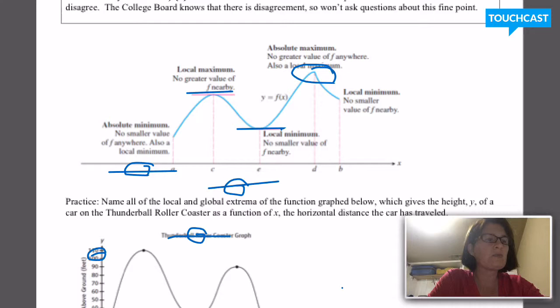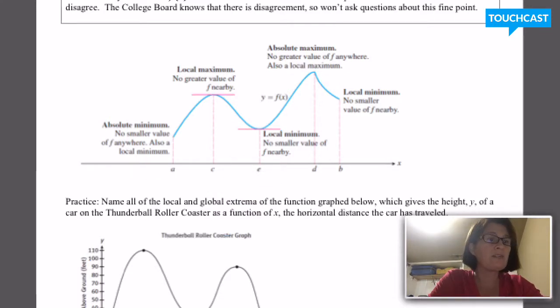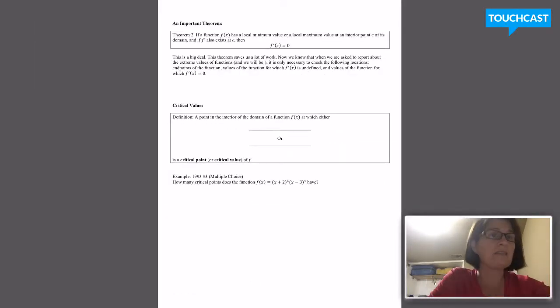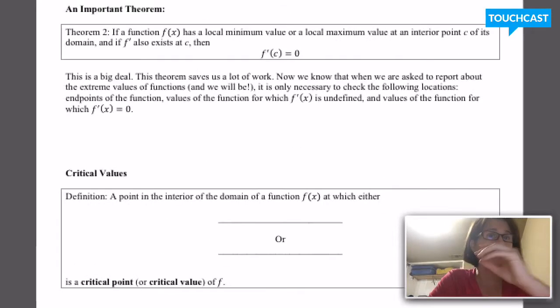So this leads us to this big, exciting theorem. This theorem doesn't have a name, but it saves us a lot of work. It's one of the biggest ideas in first semester calculus.